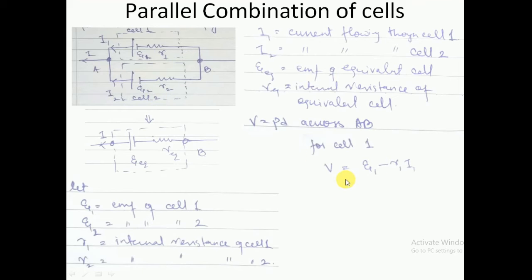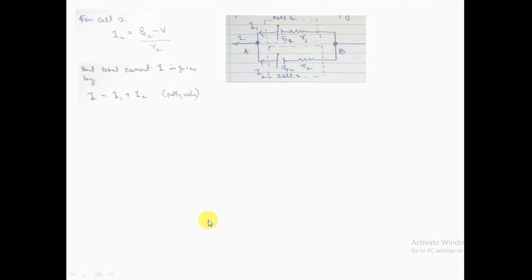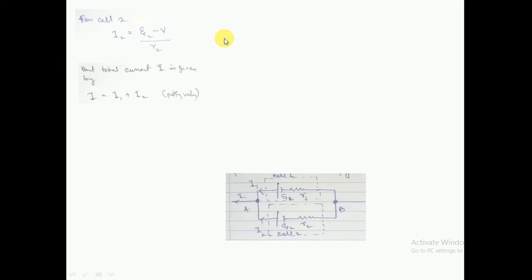So V is equal to E1 minus R1 I1. As the currents are different, I can solve for I1. So I1 is E1 minus V by R1. Similarly, I can write for cell number 2, I2 is E2 minus V by R2. Now the total current is given by I is equal to I1 plus I2, as you can see here, these two currents add up to give I. So now I'll put the values.